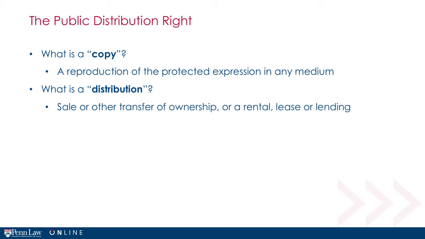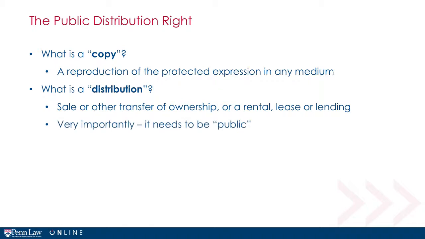A distribution is defined by Congress in the copyright statute to cover a sale or other transfer of ownership. So it includes a variety of other complicated transfers of ownership we see in business dealings, or extends beyond transfers of ownership to a rental, a lease, or a lending. So as you'll see from the understanding of a distribution, it pretty much covers all varieties of transfers that one can think of today in the marketplace. So again, the public distribution right gives the copyright owner the exclusive right to publicly distribute copies of the work.